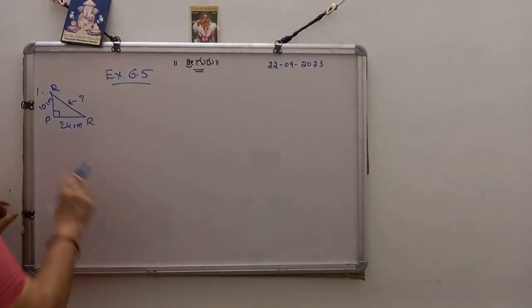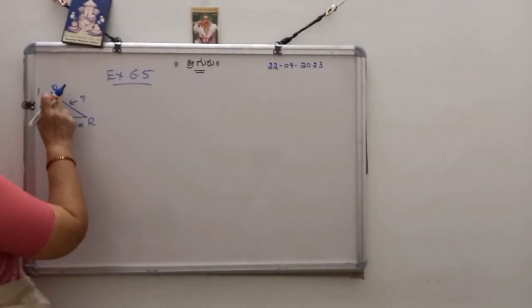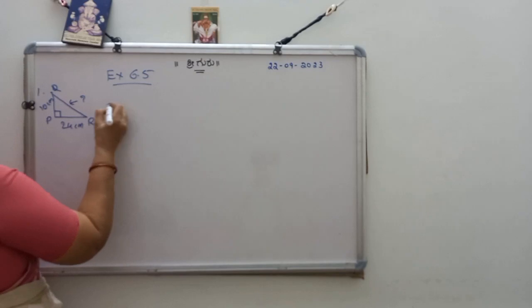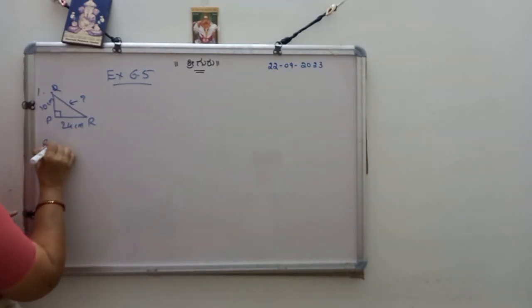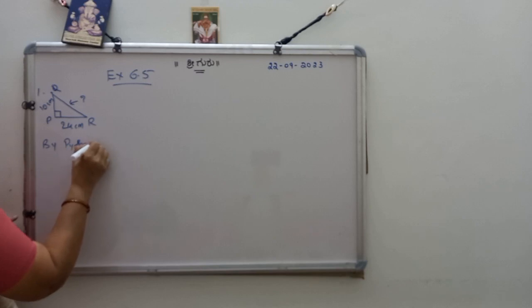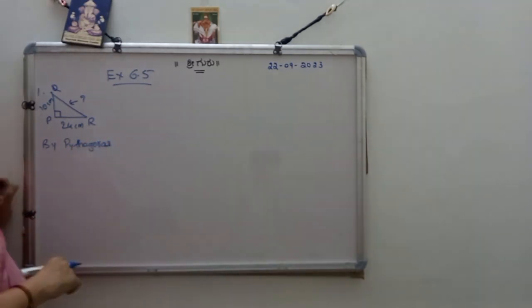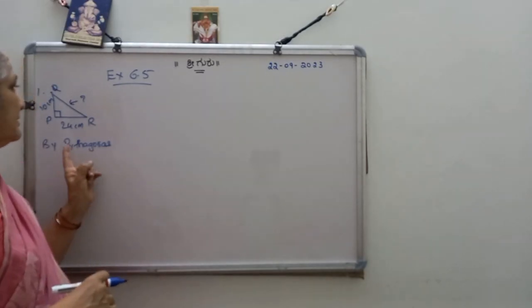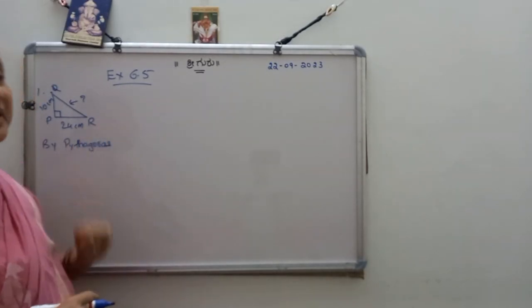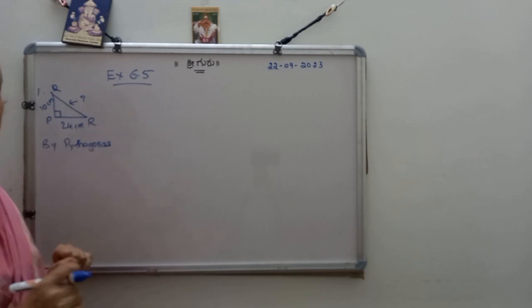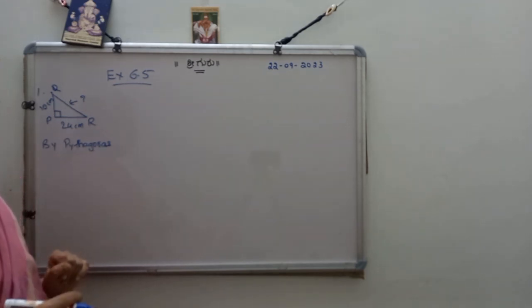PQR is a right angle triangle, right angled at P, and the side opposite to this right angle is called the hypotenuse. And by Pythagoras property, in your next classes, you have to find the justification for this property. That is called the Pythagoras theorem. In your next classes, you are going to learn it.